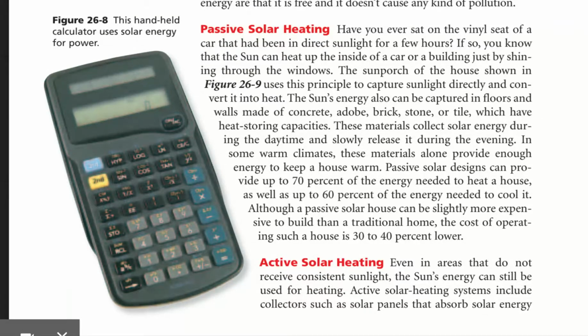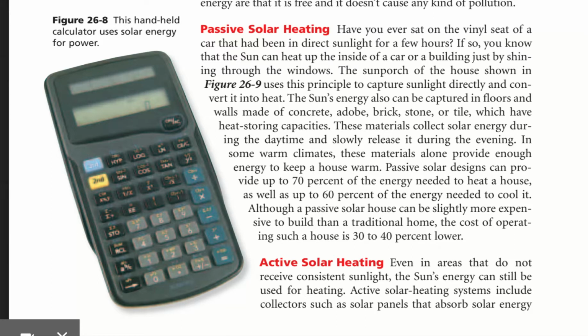Passive solar heating. Have you ever sat on the vinyl seat of a car that has been in direct sunlight for a few hours? If so, you know that the sun can heat up the inside of a car or a building just by shining through the windows. The sun porch of the house, shown in Figure 26.9, uses this principle to capture sunlight directly and convert it into energy. The sun's energy can also be captured in floors and walls made of concrete, adobe, brick, stone, or tile, which have heat storing capacities. These materials collect solar energy during the daytime and slowly release it during the evening. In some warm climates, these materials also provide enough energy to keep a house warm.